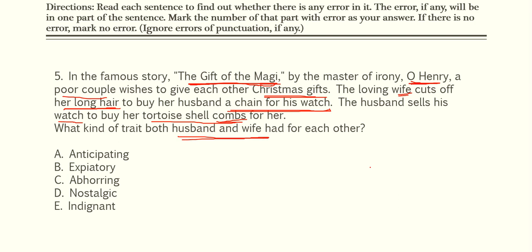Option A says anticipating. See, what is the meaning of anticipating? Anticipating is the gerund or present participle form of anticipate. Got it? And it actually means to expect or predict. So, is the wife predicting anything here? No. Is the husband predicting anything? No. So, this one can be easily eliminated. Now, expiatory. I'll be coming back to this one later.